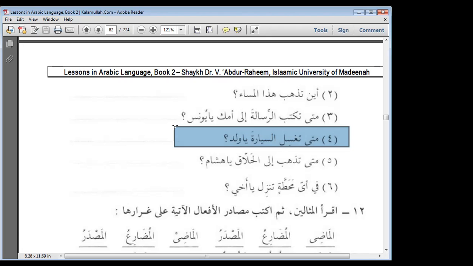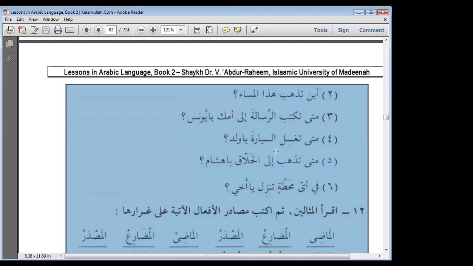So يغسل is for third person masculine singular. He washes. Okay, he washes. And taghsilu means you, masculine singular, wash. Okay, so you would say mata taghsilu, when will you wash the car? Right, so the answer will be similar to the others. Sa aghsilu, أغسل sa aghsilu السيارة اليوم أو غدا إن شاء الله. All right, so is that clear with everyone?